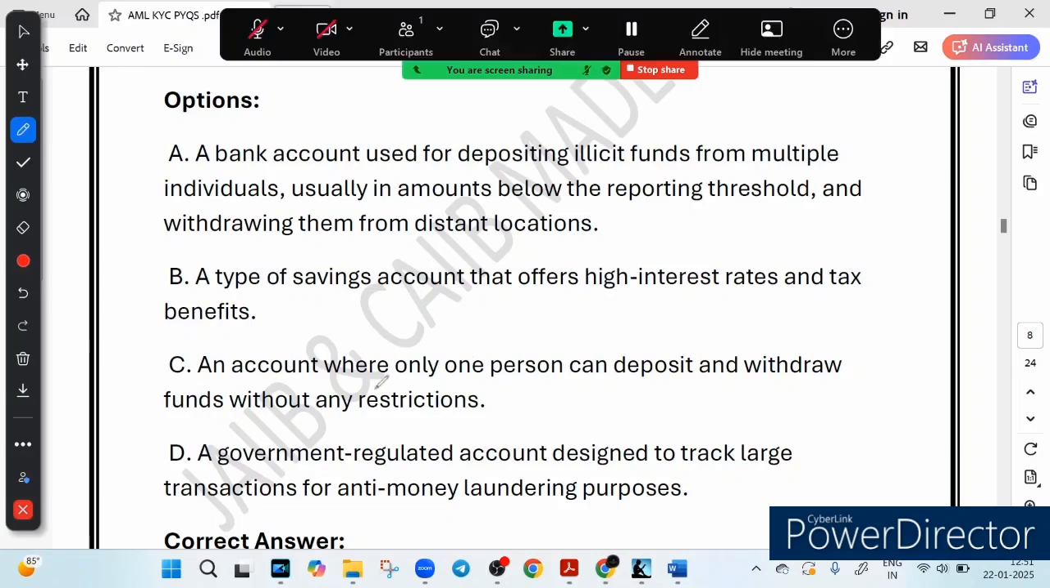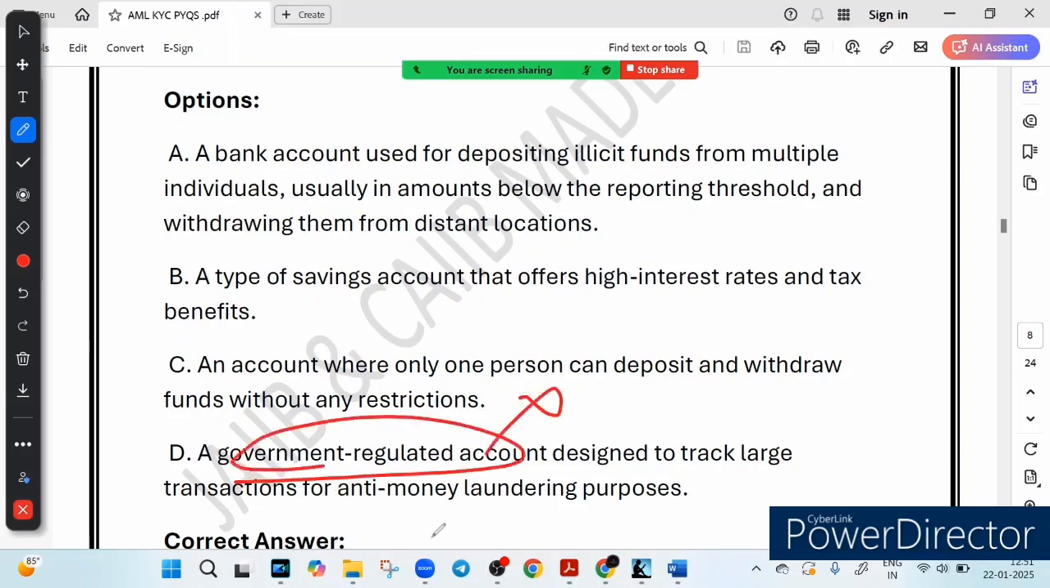Option D says a government regulated account designed to track large transactions for anti-money laundering purposes. What do you think? So this option is also incorrect because funnel accounts are not government regulated. Clearly written, government regulated. No. This is not a government regulated account. In fact, they are used to evade detection by authorities.